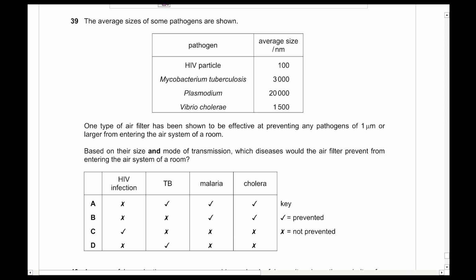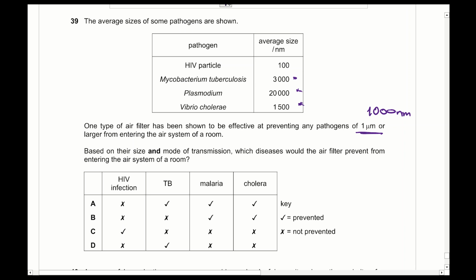Question number 39. The average sizes of some pathogens are shown. One type of air filter has been shown to be effective at preventing any pathogens of 1 micrometer or larger from entering the air system of a room. Based on their size and mode of transmission, which diseases would the air filter prevent from entering the air system of a room? So the air filter prevents pathogens of 1 micrometer or larger from entering the air system, which is 1000 nanometers. So let's look for the pathogens which are greater than 1000 nanometers.